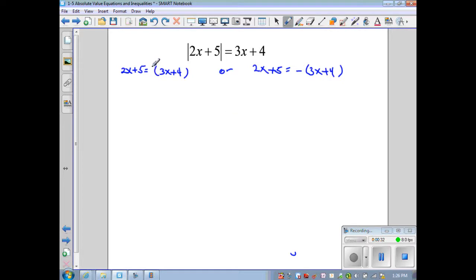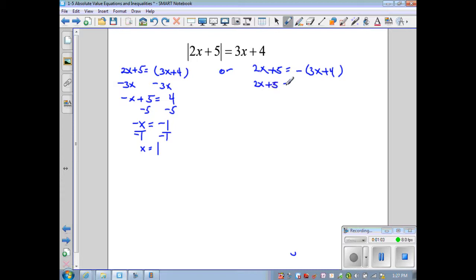Let's solve the equations. Here I have a positive 1, and if I distribute, I'll still end up with 3x plus 4. So I can just subtract 3x on both sides. That gives me negative x plus 5 is equal to 4. Subtract 5 on both sides. That gives me negative x equal to negative 1. Divide by negative 1. x equals 1.